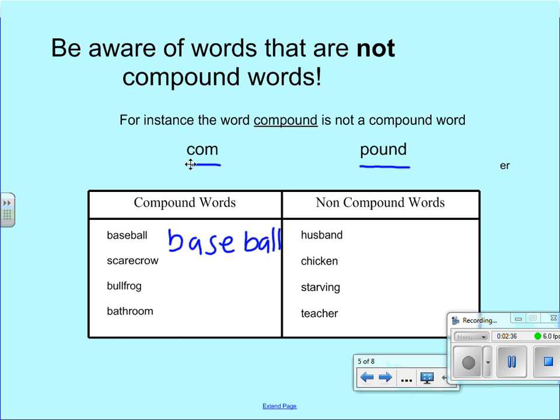Words that are not compound words are listed to the right. This is words like husband. When taking apart, hus is not a word, while band is a word. Another example is starving. The beginning of the word starts with star. Star is a word, but ing or ving by itself is not. Compound words must be words by themselves before they are put together.